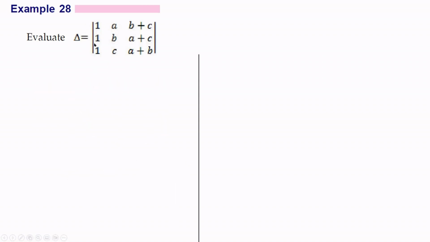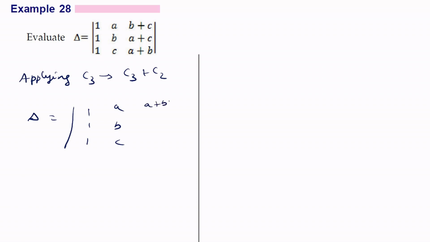Next question, evaluate the value of this determinant. So here, applying C3 changing to C3 plus C2, we get delta as 1, 1, 1, A, B, C, then A plus B plus C, A plus B plus C, A plus B plus C. Again the value of this determinant is also equal to 0 since C1 by C3 is in the ratio 1:A plus B plus C.